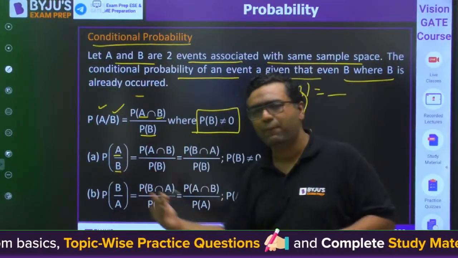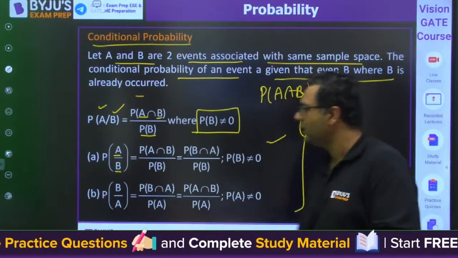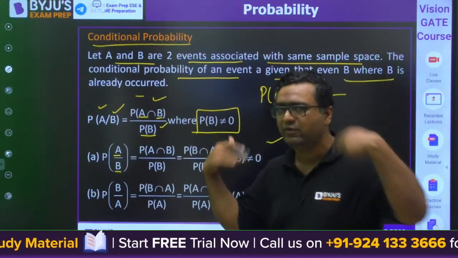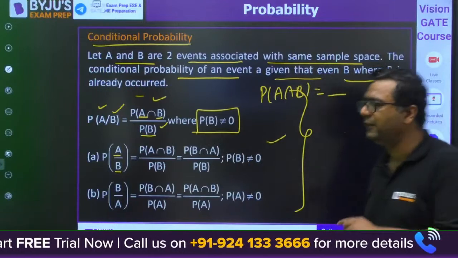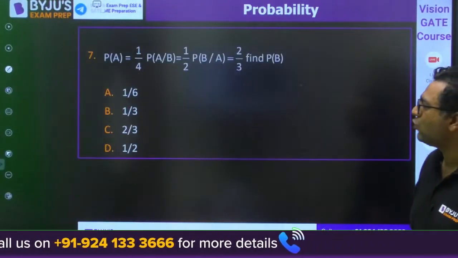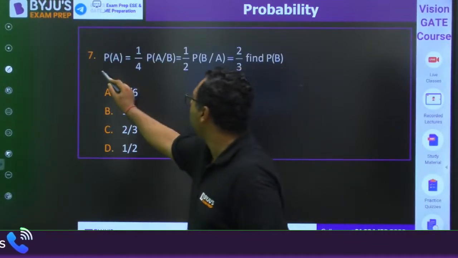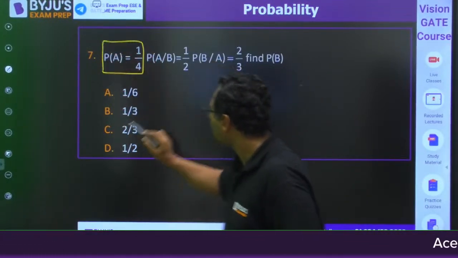So I am having all the possibilities. Let us see one by one. Where these things will be given directly, we will use the formula. Otherwise, we will go by the statements only. So we will see the question now, like this question. Here we read the formula. The probability of A is 1 by 4.